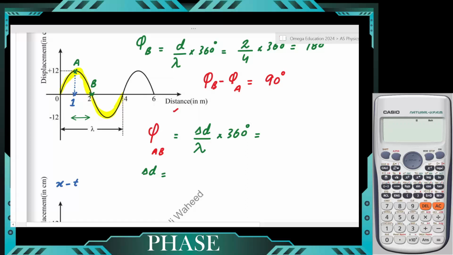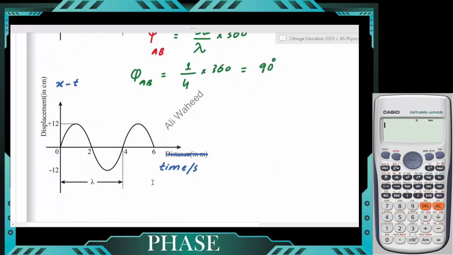How much is that? A starts from 1, B ends at 2. So the separation is 1 divided by what's the wavelength? 4 times 360. You hit it on the calculator, you get 90 degrees. And that's the phase difference between the points A and B.